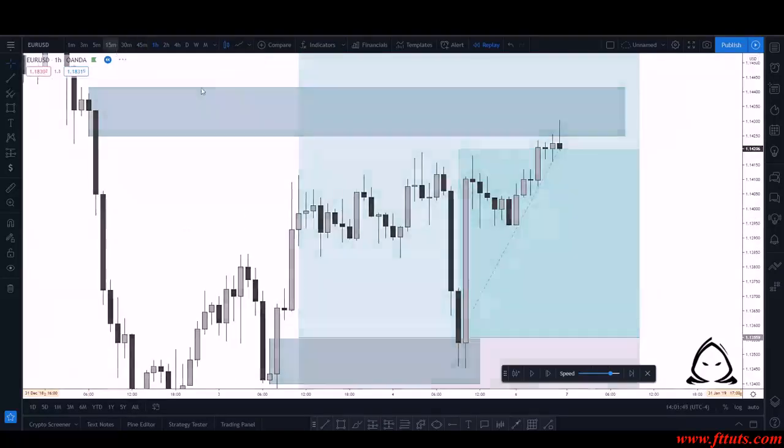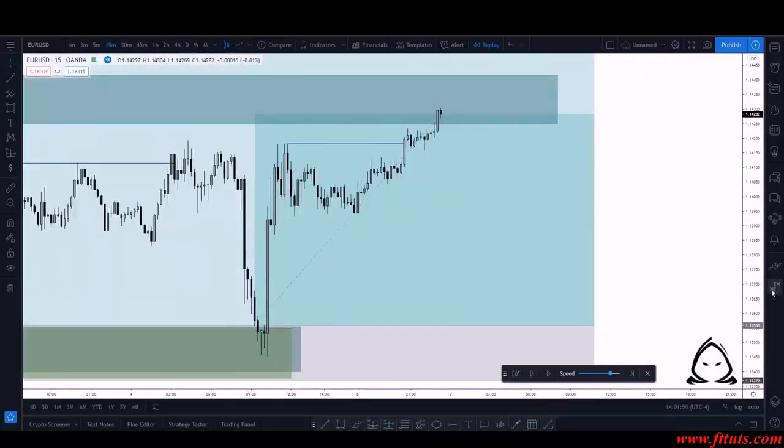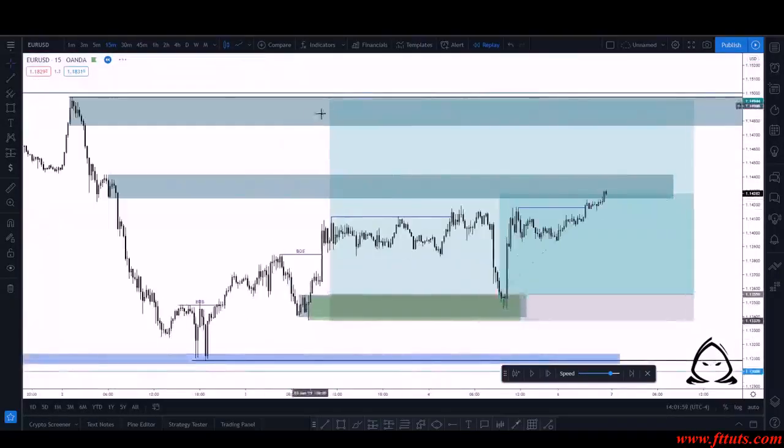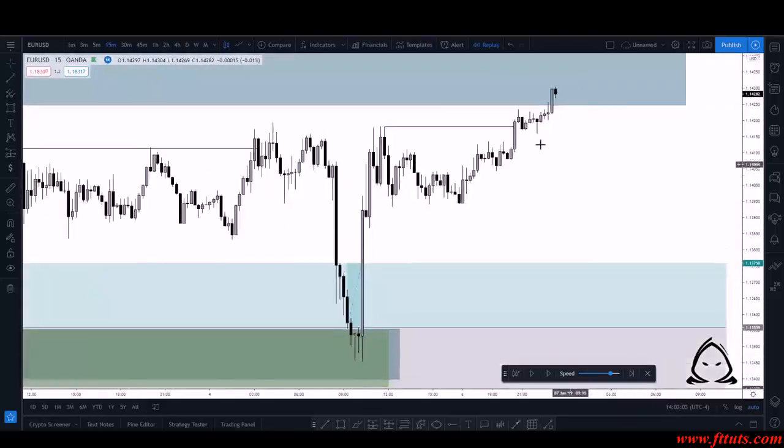We go down to the 15 minutes and see if there is any possibility of looking for a potential scale in. Let's see if there is any potential for that. And what I'll do also is move this out of the way so that we can actually see the price action.